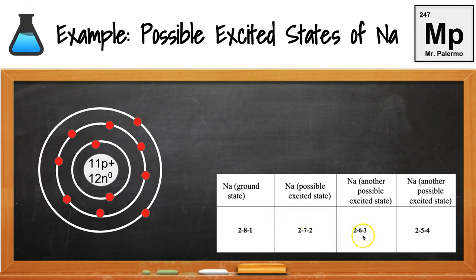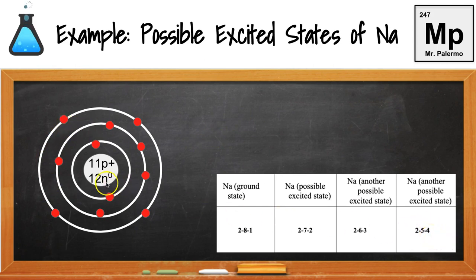The 2-6-3 configuration would occur the same way if it gave some more energy. Let's say maybe this electron here absorbs that energy and jumps to a higher energy level. So now we have 3 in that valence shell, and then 6 in the second and 2 in the first. And then 2-5-4 would occur the same way, giving more energy, and let's say getting this electron here to jump up to a higher energy level. So now we have 4 in the valence shell.